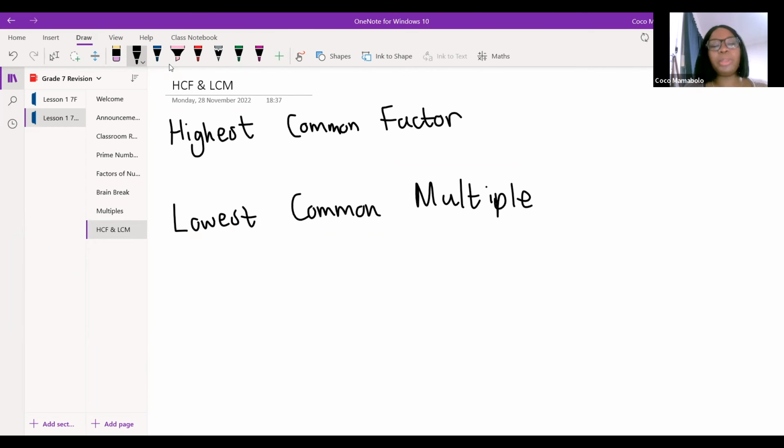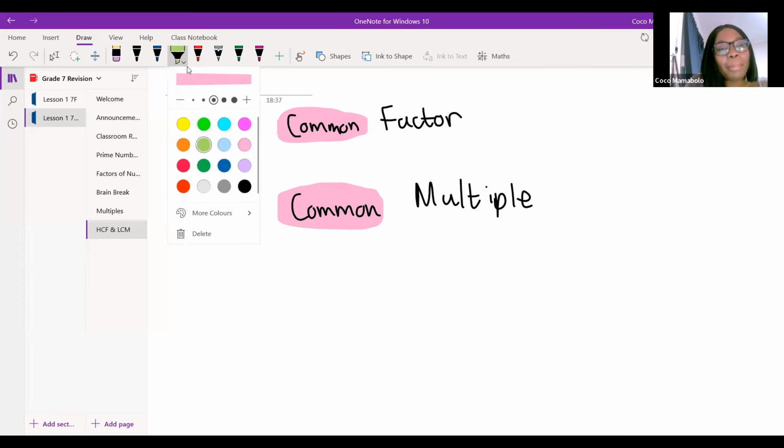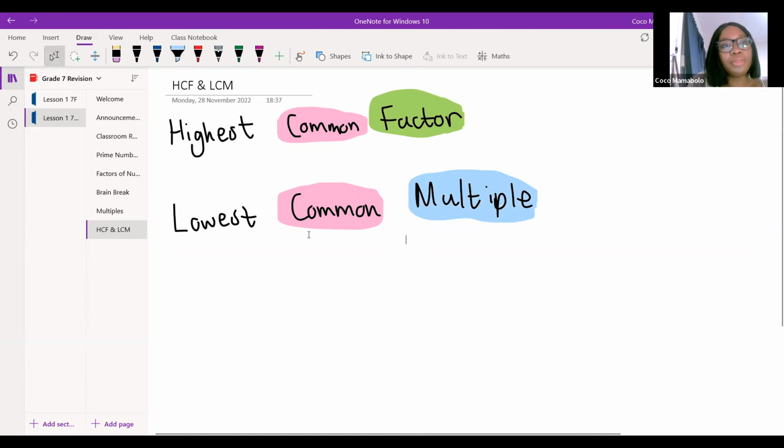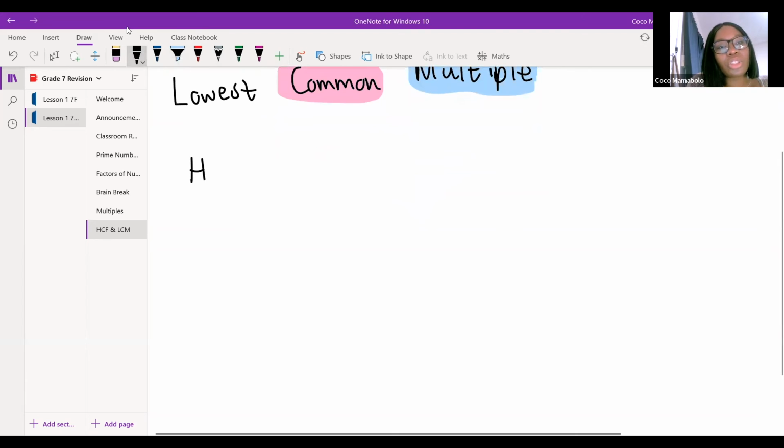These two things are very important, but the thing that connects them is this word: common. When we think about numbers that are going to be common, that's exactly what we're going to find. So when we're looking for a highest common factor, we need to remember how to find factors of numbers. And when we're looking for the lowest common multiple, we need to remember how to find multiples of numbers. So if I asked you guys, what is the highest common factor of 16 and 24?